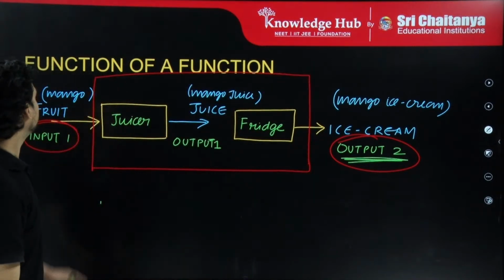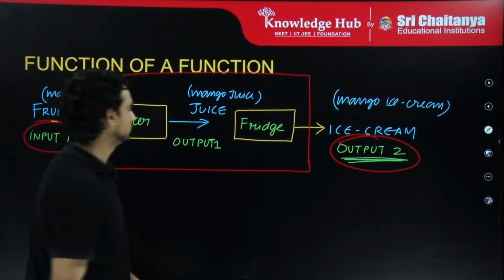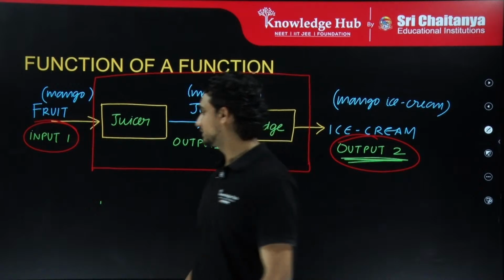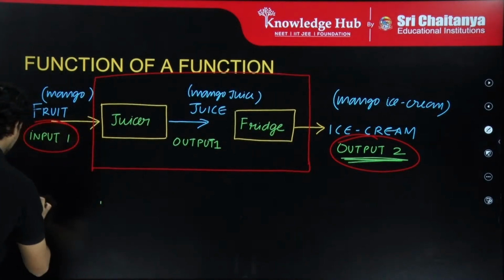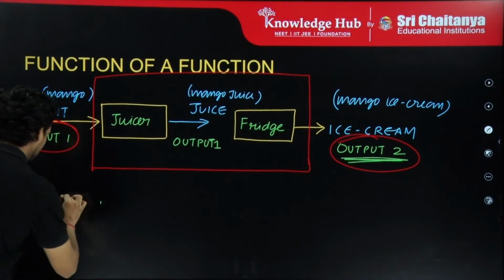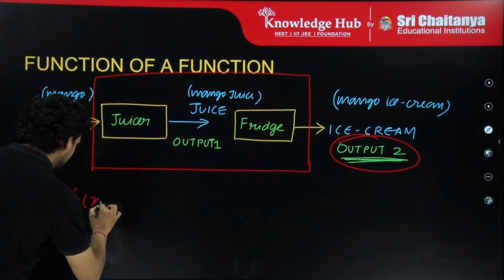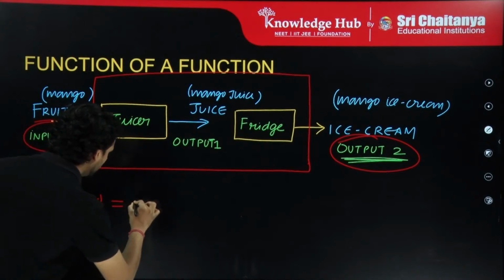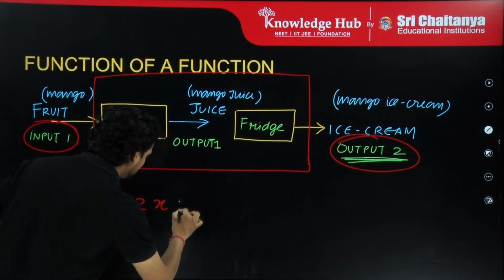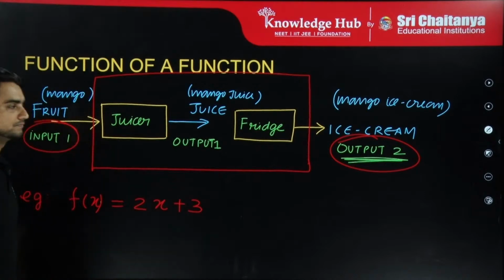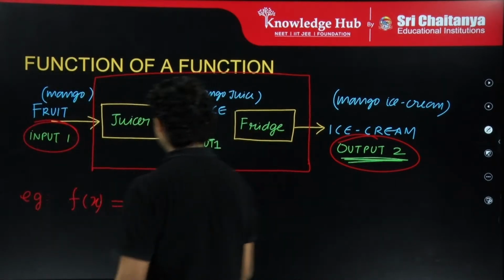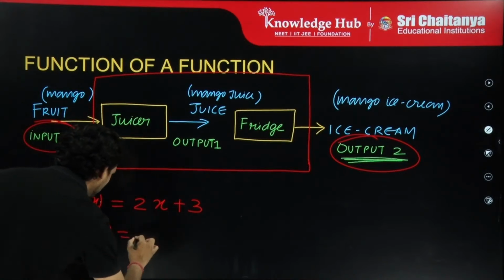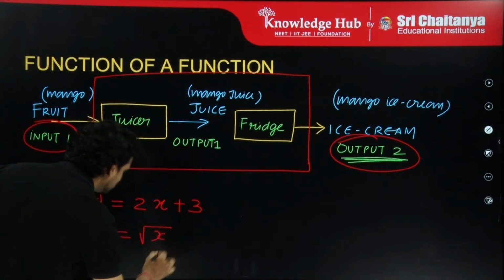So this is what I mean by a function of a function. Function of a function. Let's look at this by an example. So let's say the first function f(x) is equal to 2x plus 3. Okay, and let's say some other function g(x) is equal to root x.